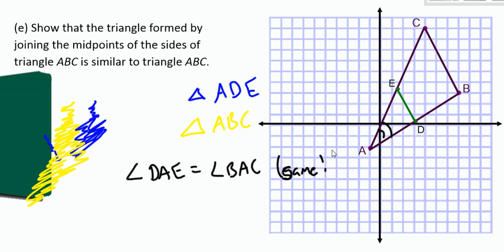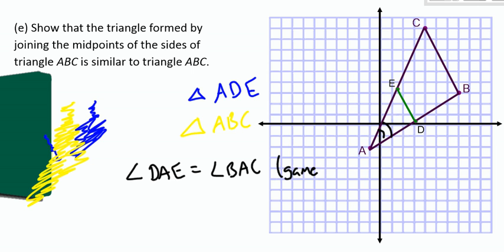So in other words, the angle that I trace from D to A to E is the same as the angle I trace from B to A to C. And that's because it's the same angle. They're both formed of vertex A and the sides that make up vertex A. So I know there's already one angle that's the same.